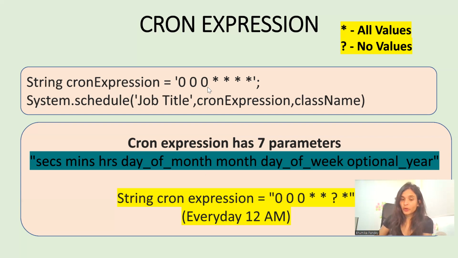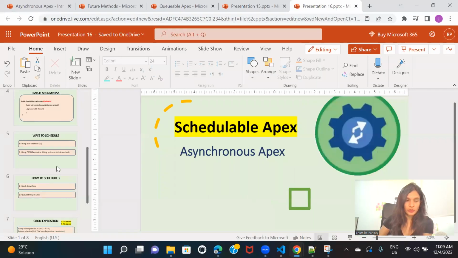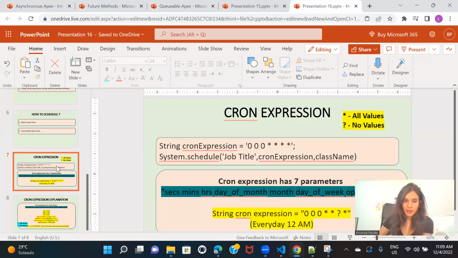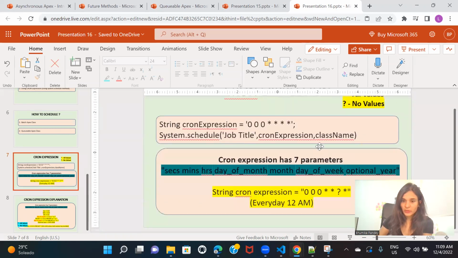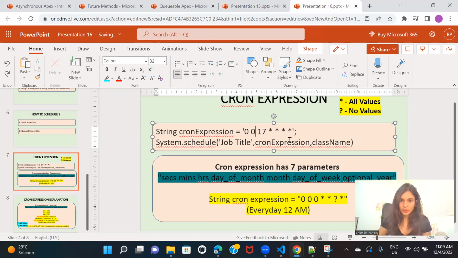Okay. So let me just write a few examples and show you. So for example, let's say this one. If I'm writing 17, that means 5 p.m., following the 24-hour clock, 5 p.m. every day. And if I give it like this, then 5:15. So that means 5:15.